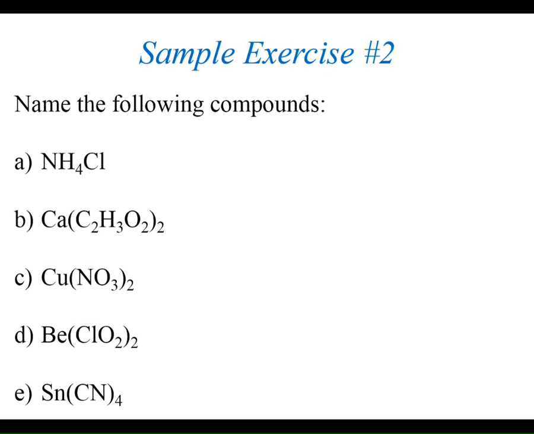Okay, let's try the next one. What's Be? Beryllium. So find beryllium on your periodic table. Does beryllium need a Roman numeral? No. Why not? It's in group 2. Everybody sees that. Everybody find beryllium? It's like number 4 or something. Okay, so no Roman numeral, right?